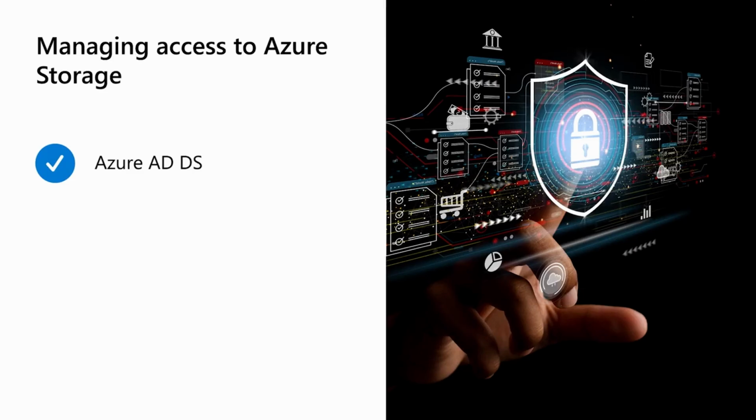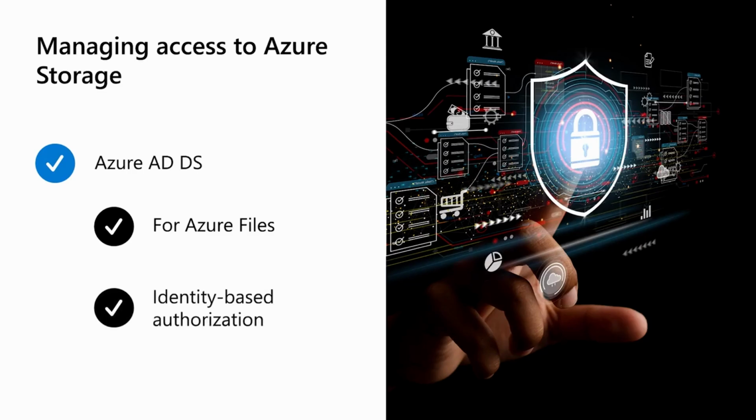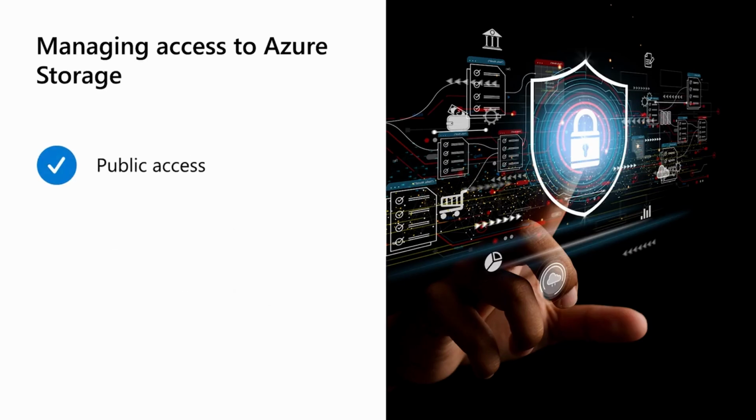Azure AD-DS, the next authorization option, is for Azure Files. Azure AD-DS enables identity-based authorization over server message block in Azure Files. Public access allows you to grant read-only access without sharing your account key or requiring a SaaS. You learned that Microsoft recommends using Azure AD where possible.